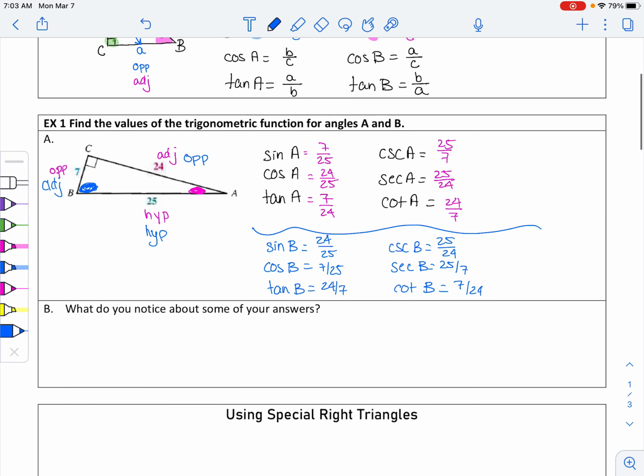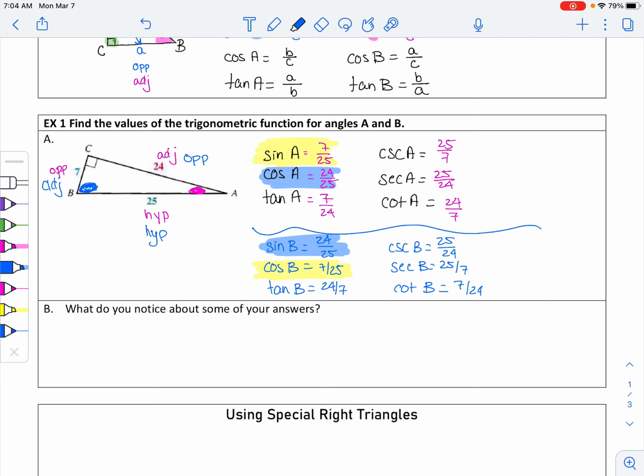Now, question B says, what do you notice about some of your answers? What I want you to pay attention to, and these are called cofunctions, is that the sine of angle A is actually the same thing as the cosine of angle B because they flip-flop angles, so therefore the opposites and the adjacents flip-flop. If I am looking at the cosine of angle A, that's going to be the same thing as the sine of angle B. They're called cofunctions.